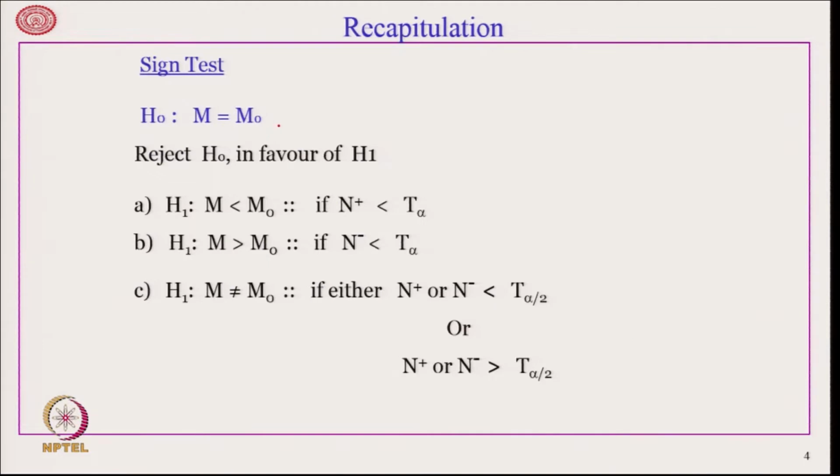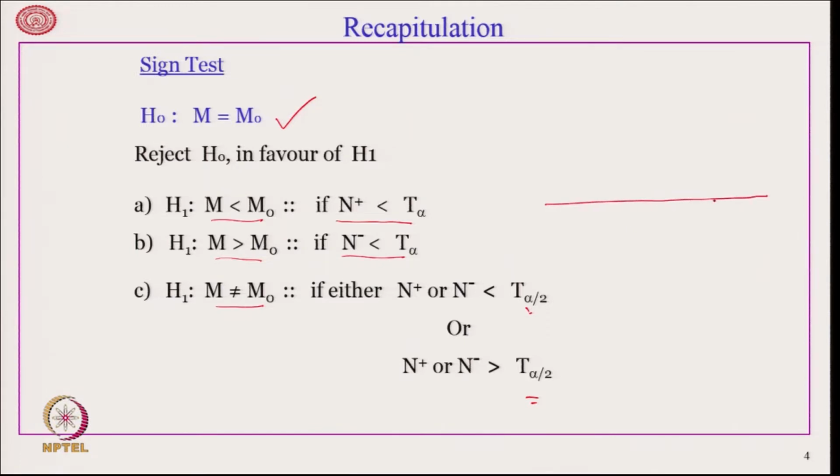For sign test, we are testing if m is equal to m naught and there may be three alternatives. For m less than m naught, the rejection criteria is that n plus is less than t alpha. If m is greater than m naught, that means that n minus is less than t alpha, and if m is not equal to m naught, then either of n plus or n minus is less than the corresponding critical values t alpha by 2. Why? Because these are two-sided tests. We have given you the explanation before.